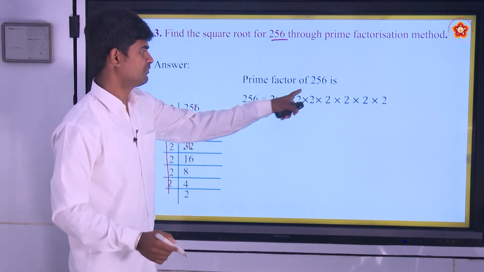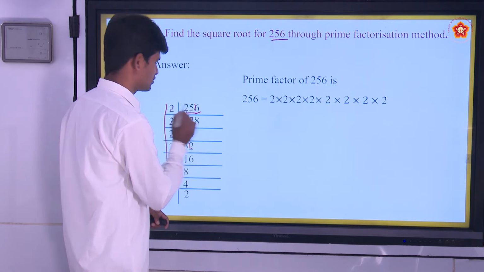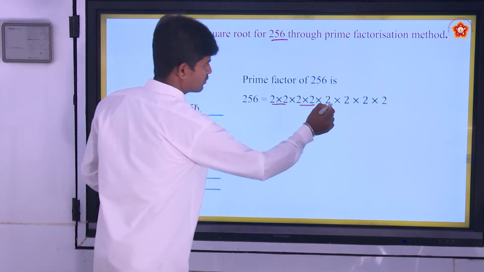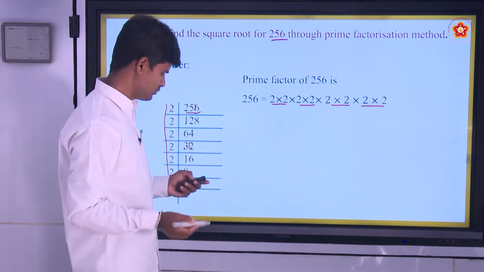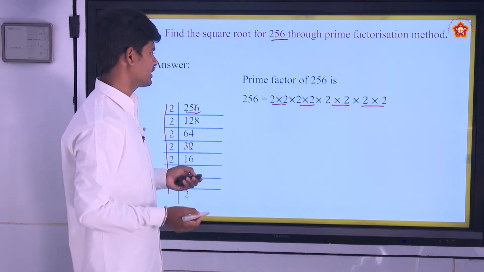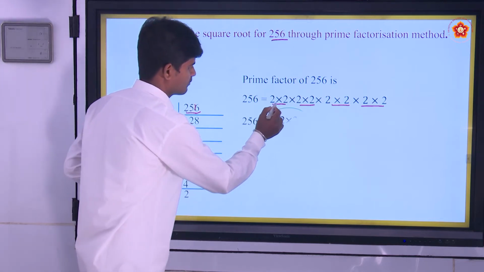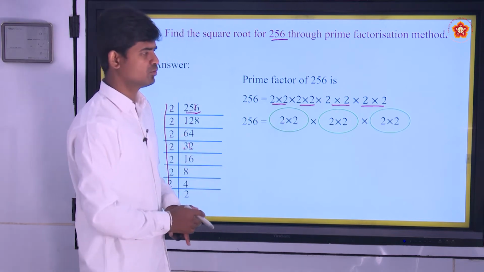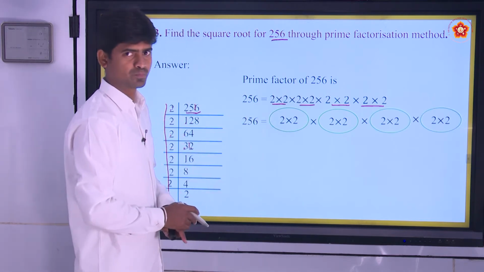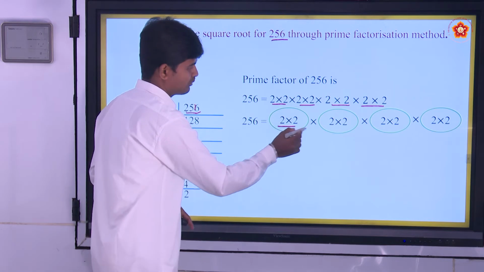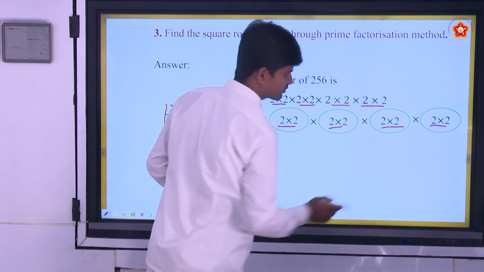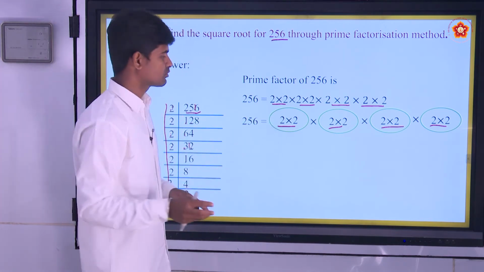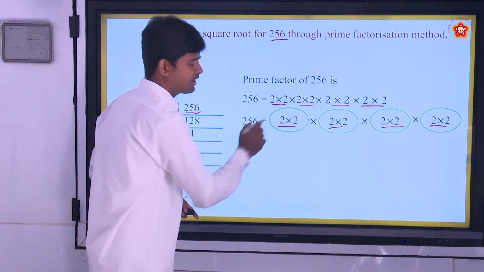The prime factorization of 256 is 2 into 2, 2 into 2, 2 into 2, 2 into 2. Now we can group them together: 2 into 2 is one group, 2 into 2 another group, 2 into 2 another group, and finally 2 into 2. There are 4 pairs because it is a square. So we can pair the numbers and form pairs of that group.